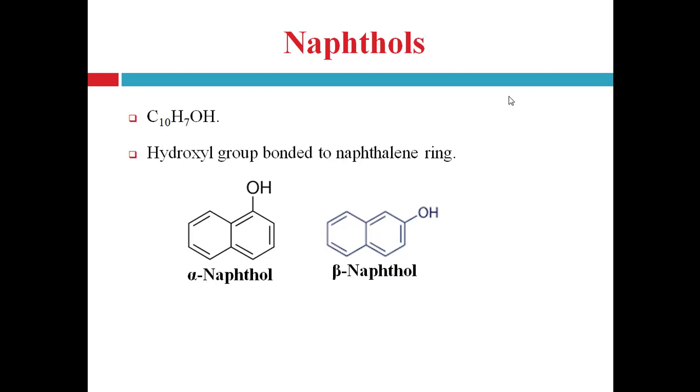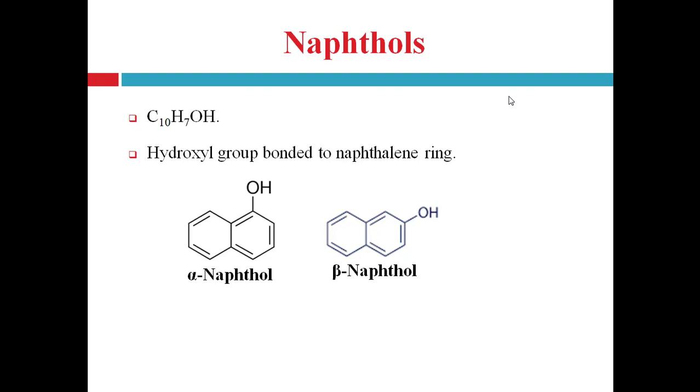Right? These two isomers differ by which carbon in the naphthalene ring is bonded to the hydroxyl group. In alpha-naphthol, the hydroxyl group is bonded to the first carbon of the naphthalene ring, and in beta-naphthol, the hydroxyl group is bonded to the second carbon of the naphthalene ring. Being aromatic in nature, it has alternating double and single bonds. According to Huckel rule, naphthols are aromatic in nature.